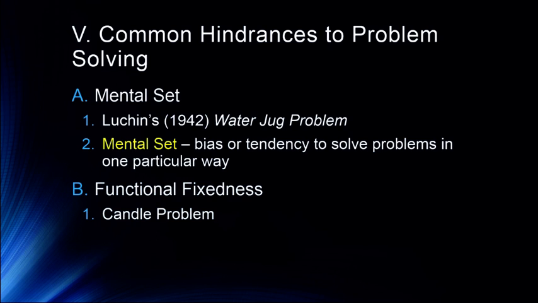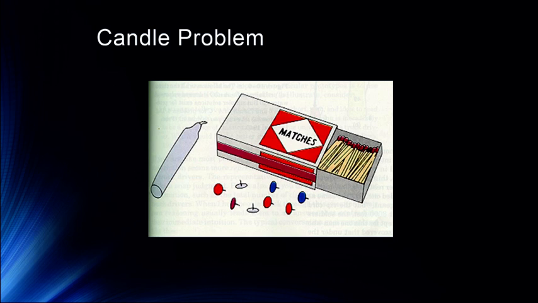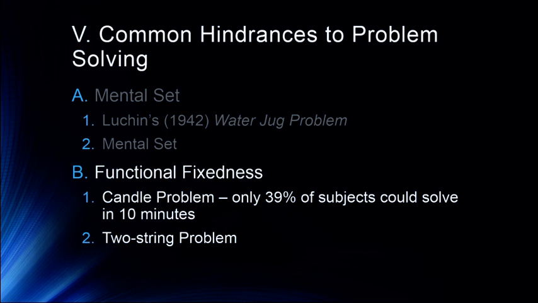Finally, functional fixedness. This is the candle problem. This used to be more effective before the DIY era. But essentially here's the problem. You're supposed to use these materials to hang the candle on the wall. Most people think that the matches are there simply to light the candle. However, if you dump the matches out of the box and tack it to the wall, you can stick that candle right in that box. So it's a pretty easy solution once you figure that out. Only about 39% of subjects could solve that problem in 10 minutes when that was originally proposed.